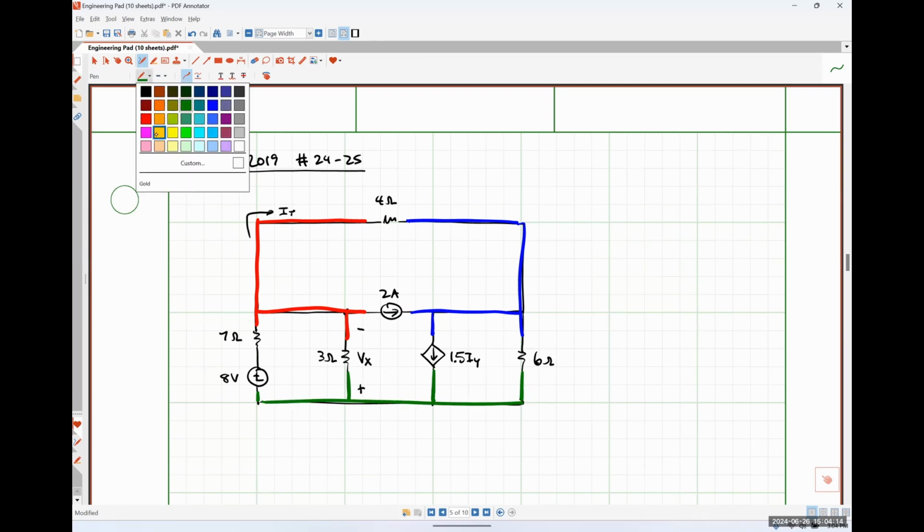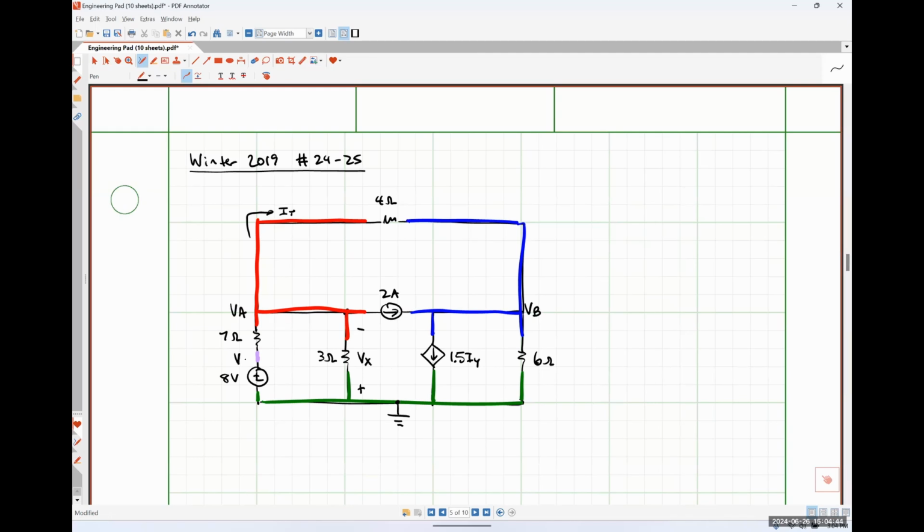I also have this node right here, which I notice a lot of students miss when it's just 2 things in series. There is a node between them, so I want to be clear about that. Because I have a voltage source, I like to make sure that my voltage source is touching my ground node. So I'm just going to choose the bottom node as my reference. I'm going to call this VA, this VB, and this node right here VC.